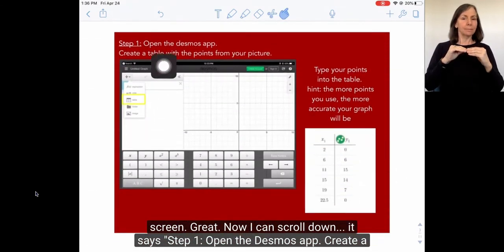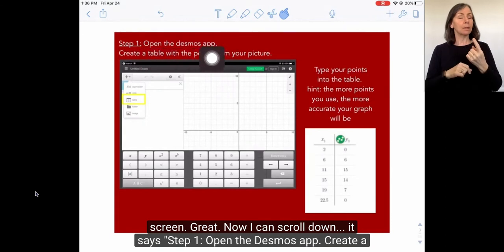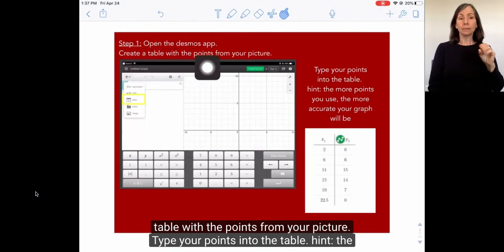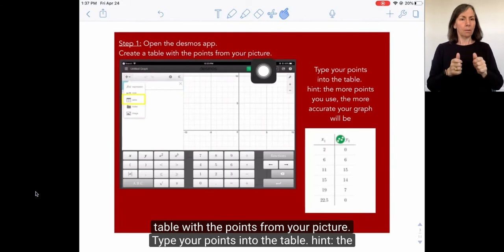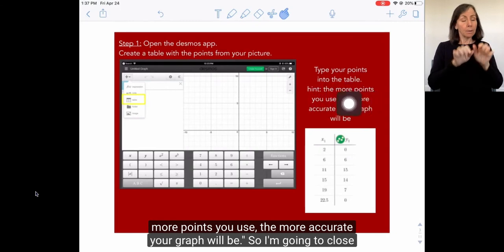It says, Step 1, open the Desmos app. Create a table with the points from your picture. Type your points into the table. Hint, the more points you use, the more accurate your graph will be.